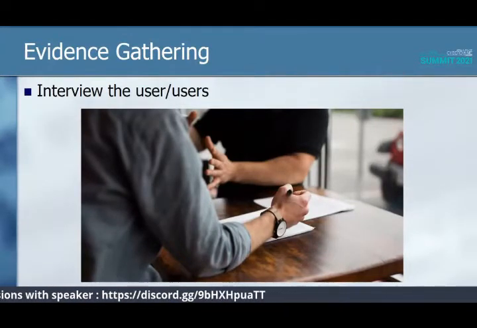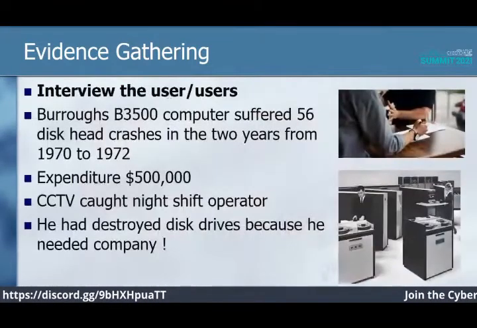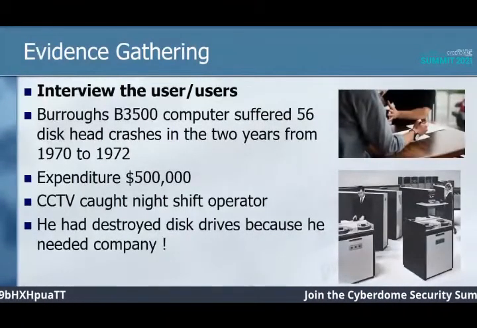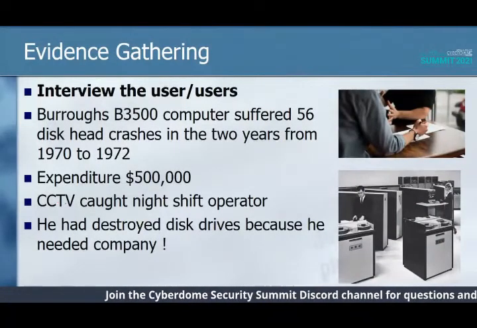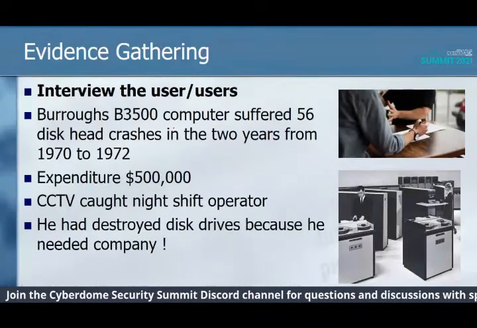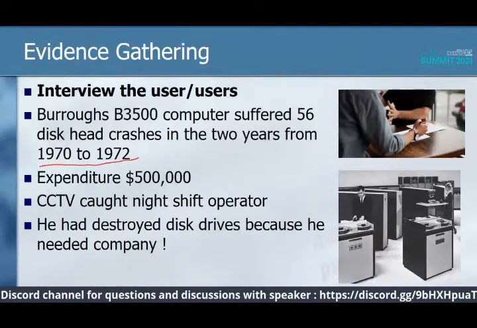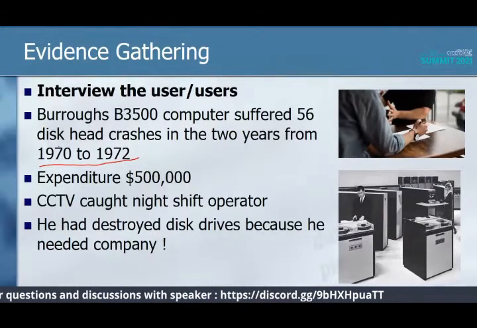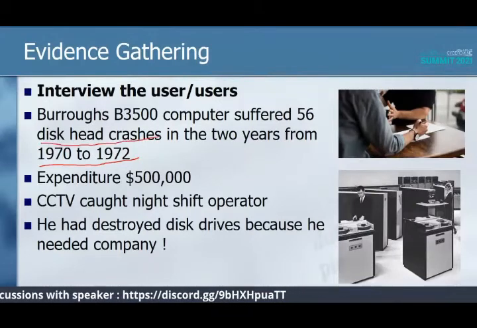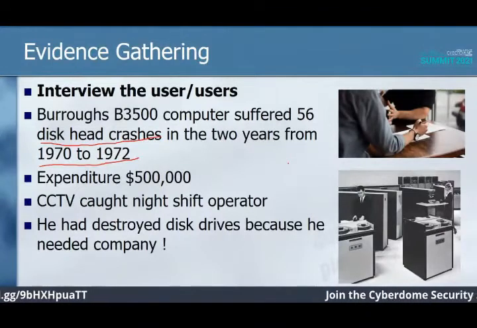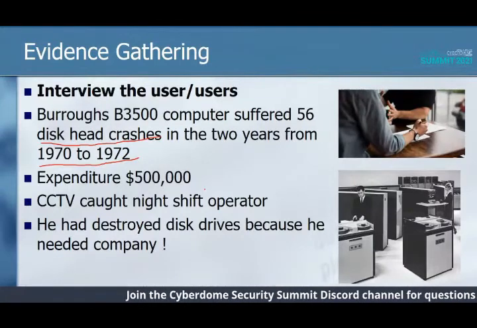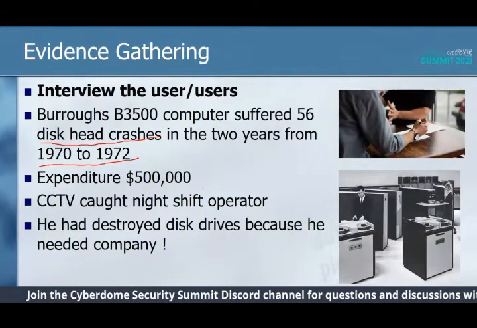There has been an event in history. It happened in 1972, one of the earliest. It cannot be called an absolute cyber crime, but we can call it a computer crime. There used to be a computer called the Burroughs B3500, and from 1970 to 1972, it survived 56 hard disk head crashes. That means in those days, hard disks were much costlier, and they had to replace the hard disk 56 times, and the expenditure was $5 million in those days.